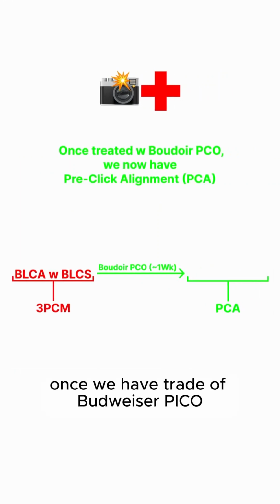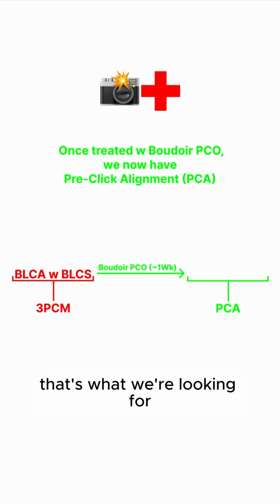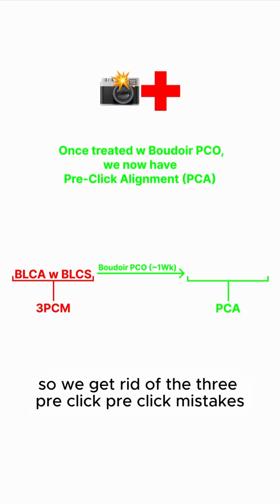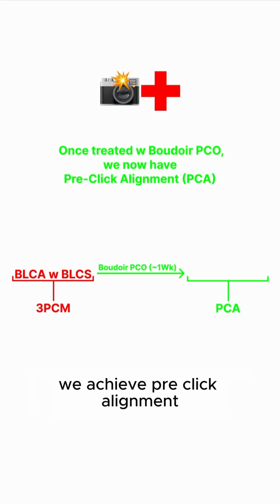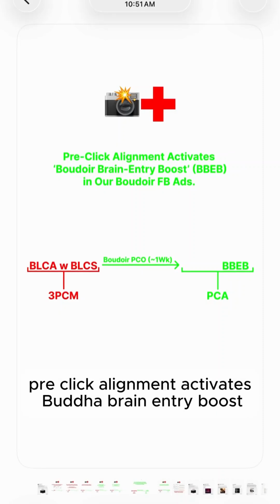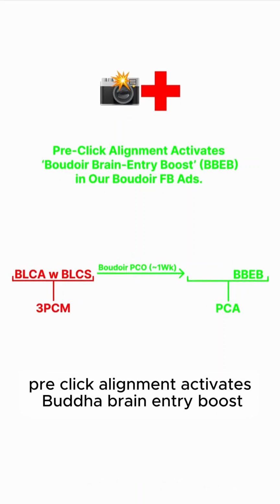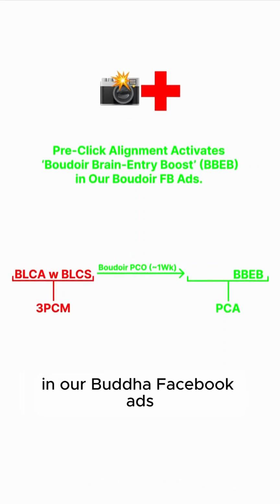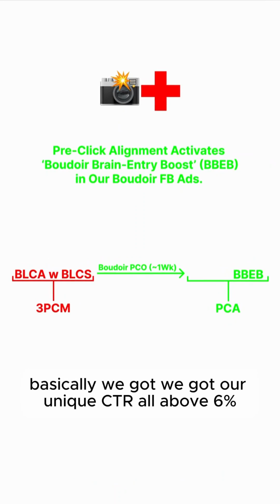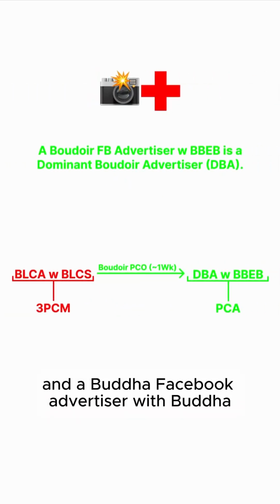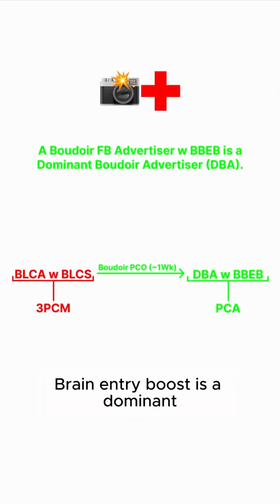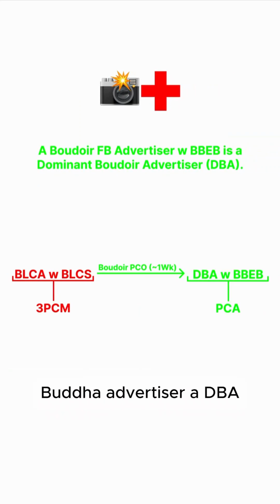Once we have treated with Boudoir Pico, we now have pre-click alignment, PCA. That's what we're looking for. So we get rid of the 3 pre-click mistakes, we achieve pre-click alignment. Now, pre-click alignment activates Boudoir brain entry boost in our Boudoir Facebook ads. Basically, we've got our unique CTR all above 6%. And a Boudoir Facebook advertiser with Boudoir brain entry boost is a dominant Boudoir advertiser, a DBA. This is our full universe here.